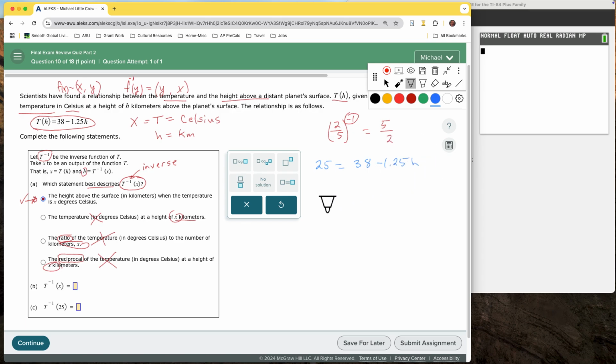And that's basically the same thing we're going to do when we go for the reciprocal function, or sorry, no, see, this is even throwing me off. When we go to the inverse function, right? h is what the inverse function gives us. So we're going to solve for h.